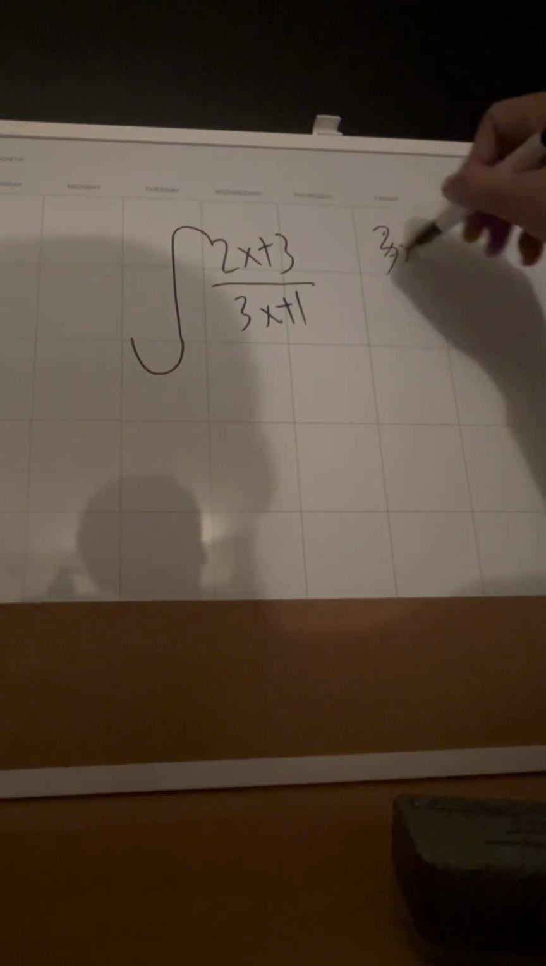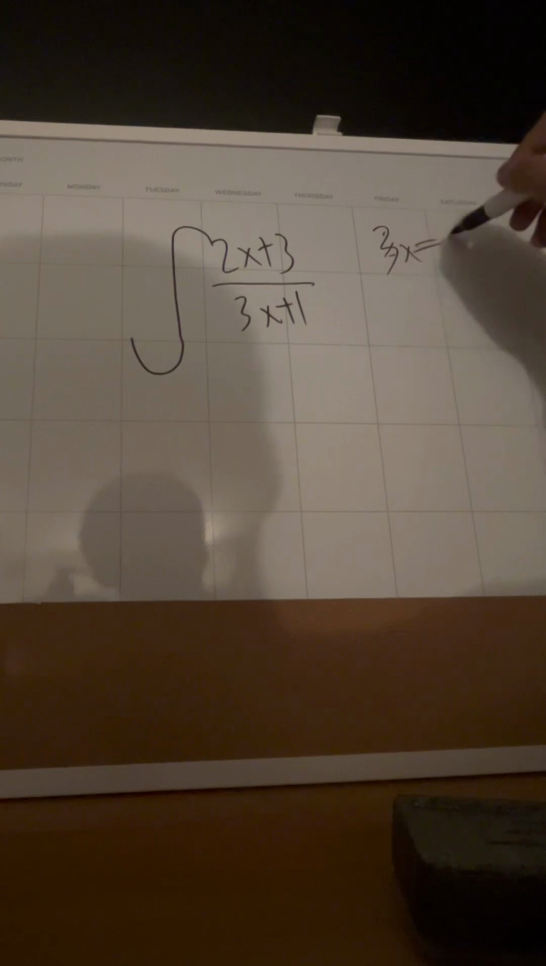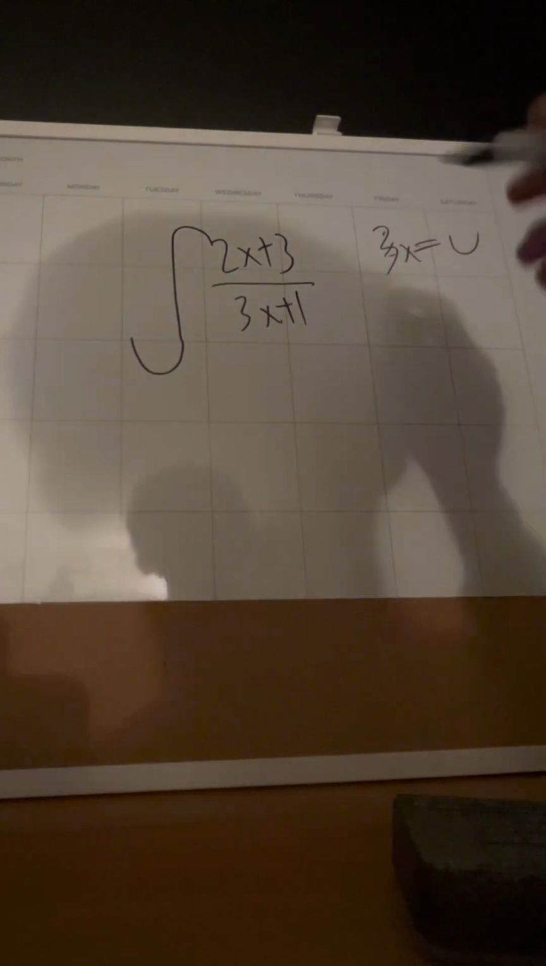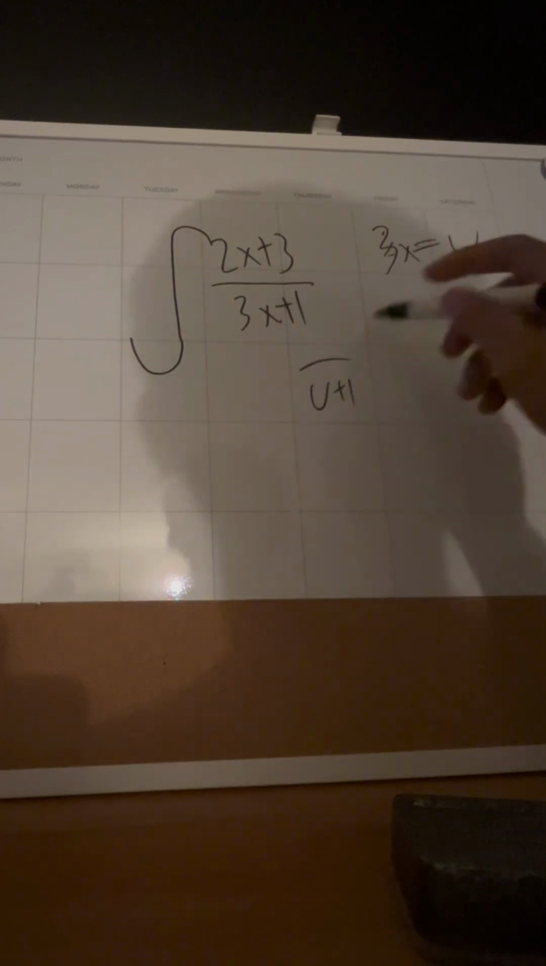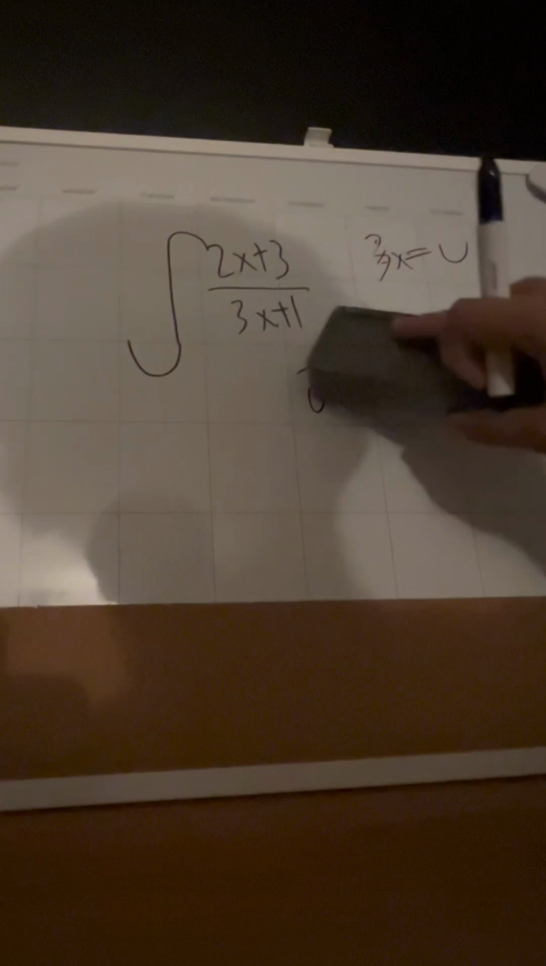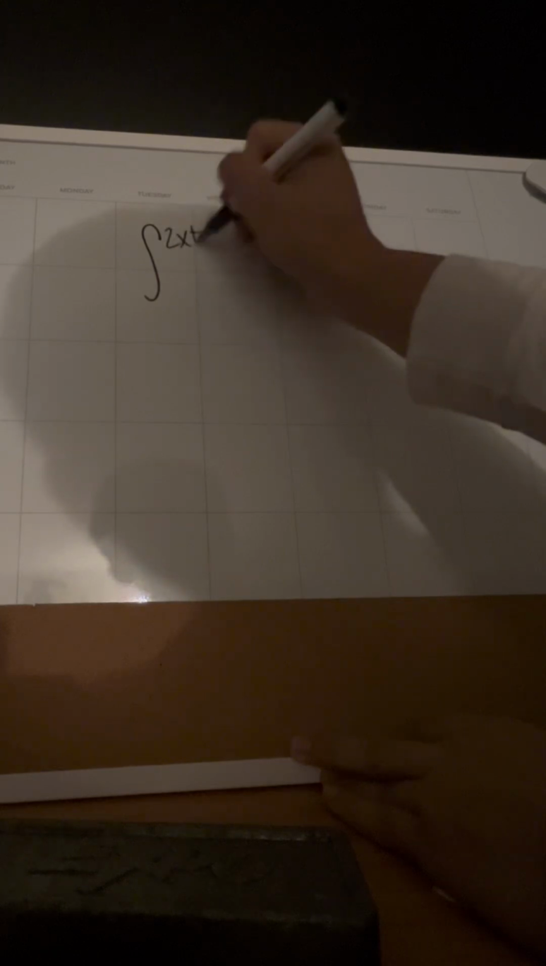What if 3x equals u, and then u plus 1, and, nah, that's not going to work. I erased everything. But anyways, what we must do is integrate by parts. My notes are right here.